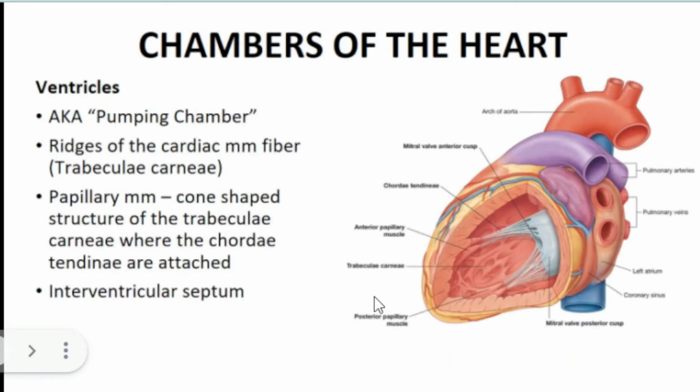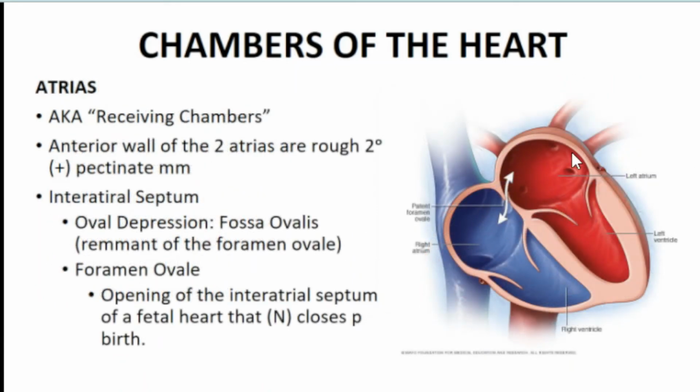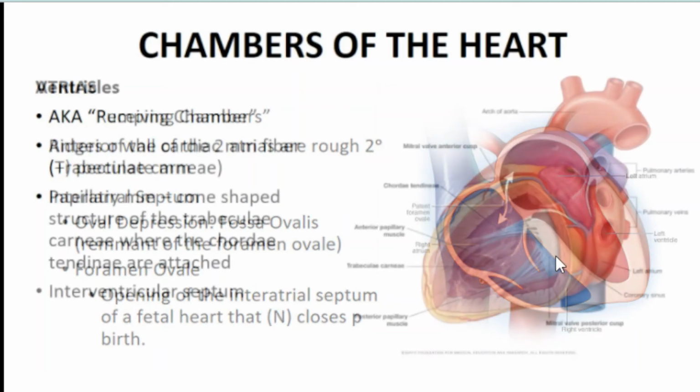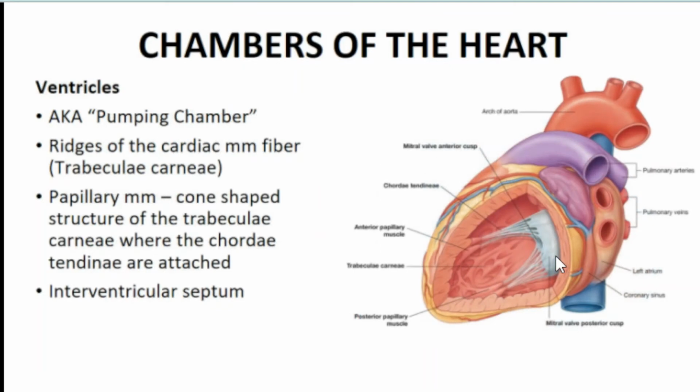Now, after blood reaches your atria, both left and the right, it will go into the next chamber. These chambers here at the bottom, we call them ventricles. If the atria are the receiving chambers, then the ventricles are the pumping chambers.